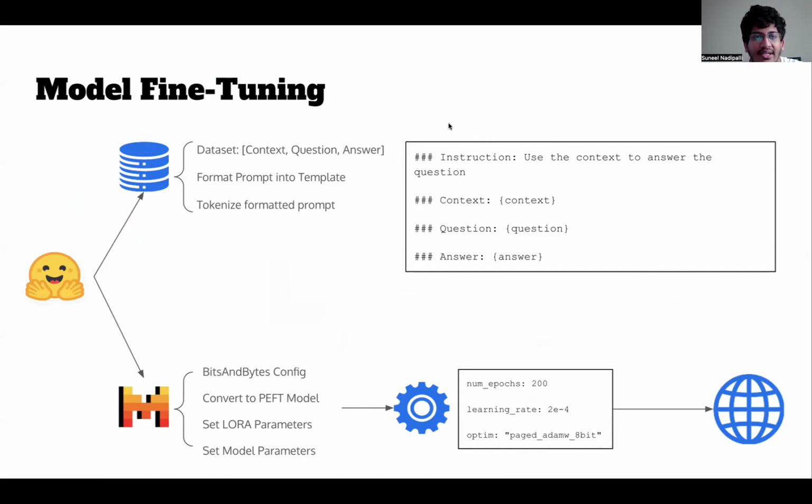And as for the model, we used the Mistral 7B base model where we loaded in certain parameters for the bits and bytes configuration, converted to a PEFT or parameter efficient fine-tuning model, and then set some LoRA parameters and certain model parameters like the temperature and the max number of tokens. And then we also had some training parameters. Specifically, we trained for 200 epochs and used a version of AdamW for the optimization technique before finally deploying it as an AI inference endpoint on Hugging Face.